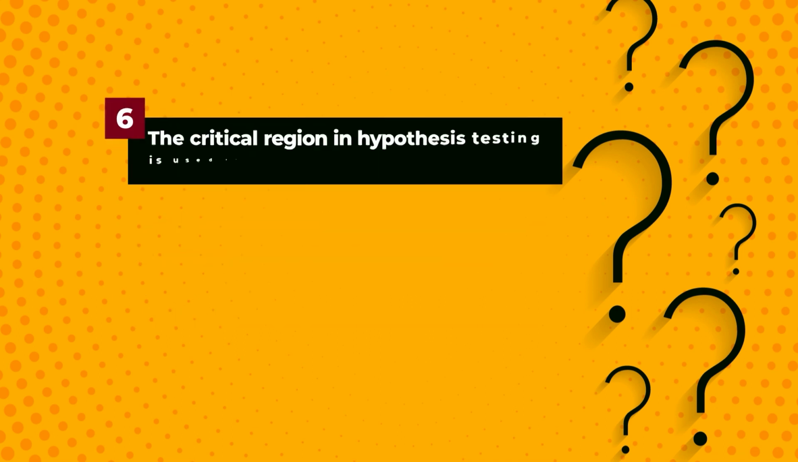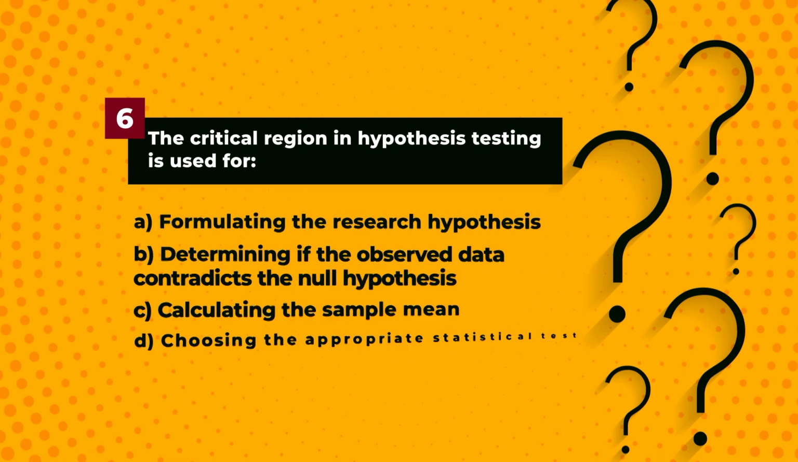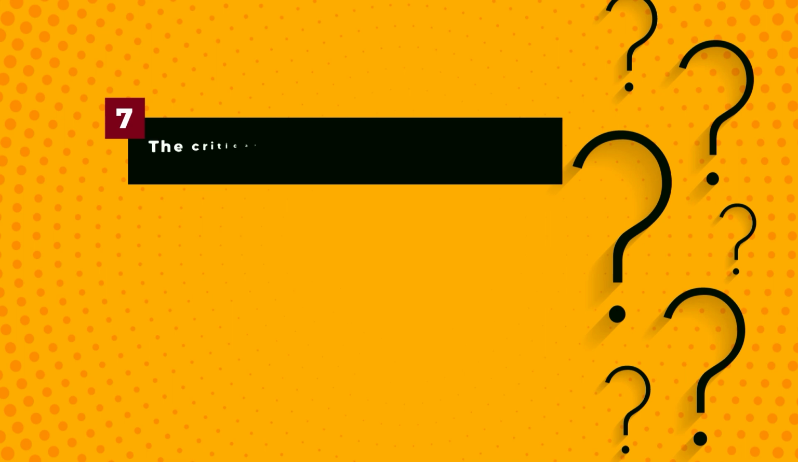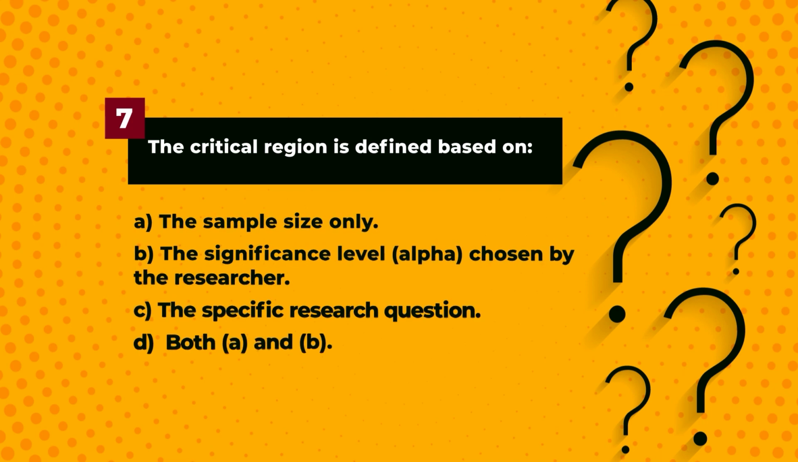Question 6 is, the critical region in hypothesis testing is used for option A, formulating the research hypothesis. B, determining if the observed data contradicts the null hypothesis. Option C, calculating the sample mean. And option D is choosing the appropriate statistical test. Question 7 is, the critical region is defined based on A, the sample size only, B, the significance level alpha chosen by the researcher, option C, the specific research question, and option D, both A and B.